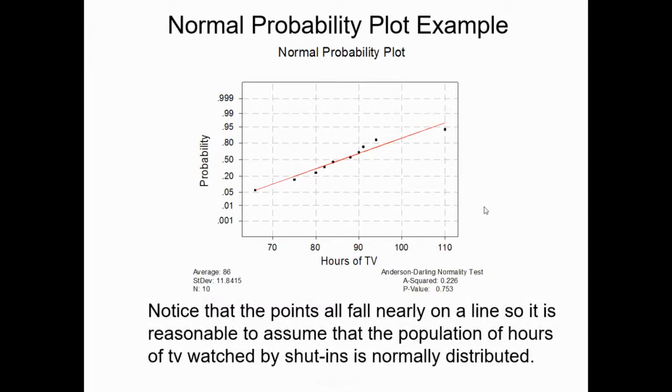And notice that all the points fall nearly on a line, so it's reasonable to assume that the population of hours of TV watched by shut-ins is normally distributed.